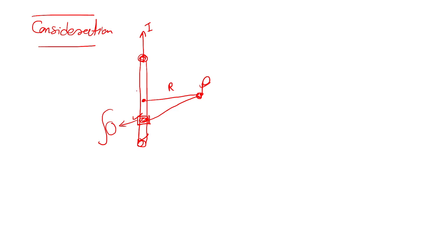So this is a simple approach. First we will calculate the magnetic field because of a small element that we are going to consider. After we get that equation, we will integrate it to get a generalized equation for the whole conductor: what is the magnitude of the magnetic field due to the whole conductor at a surrounding point. So this is our consideration.